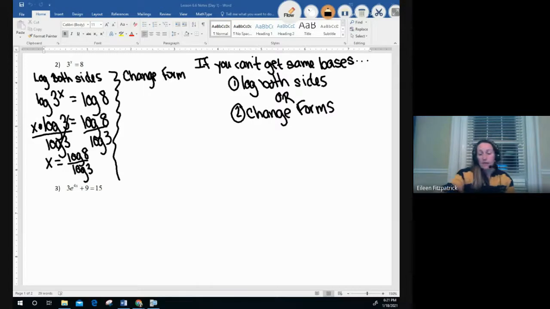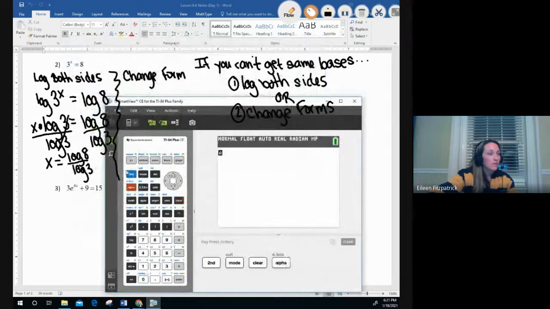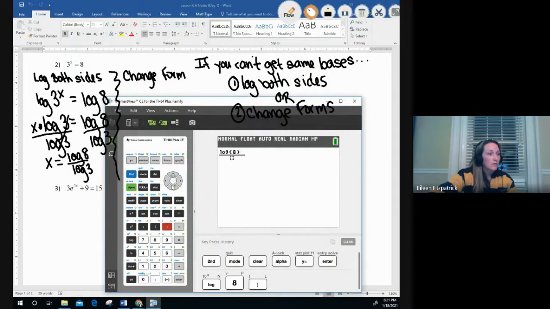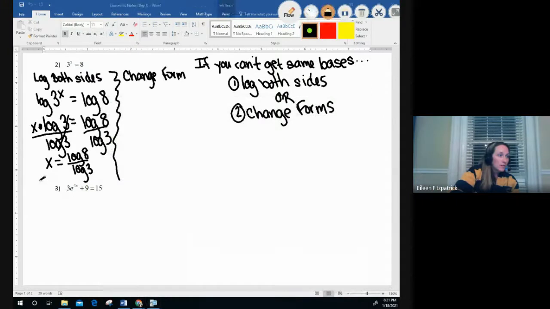Now I'm going to pick up my calculator and evaluate that. Okay, so I get a fraction. And it's just the common log, so I can just hit this button, log of 8 over log of 3. And I get approximately 1.89. So x is approximately 1.89.